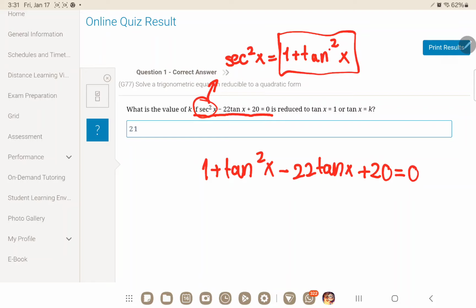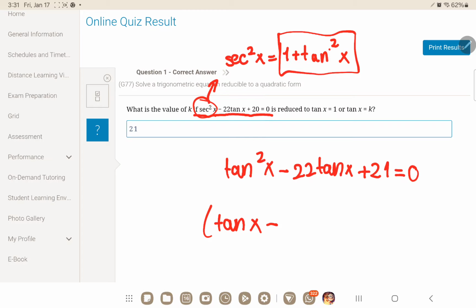So now we need to put like terms together. So the 1 and the 20, we're going to just put them in the same number. 1 plus 20 equals 21. Now we need to act like this is x squared minus 22x plus 21. Factor it. So tan x minus what number, when you multiply them, give you 21 and when you add them give you negative 22?